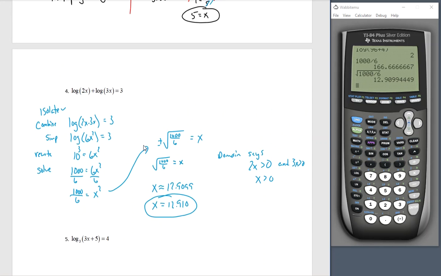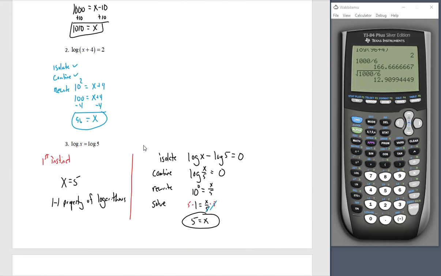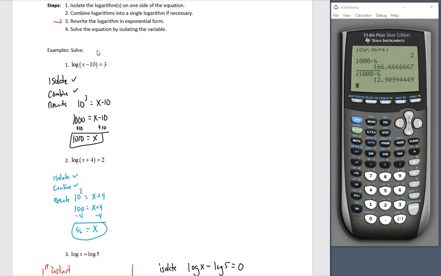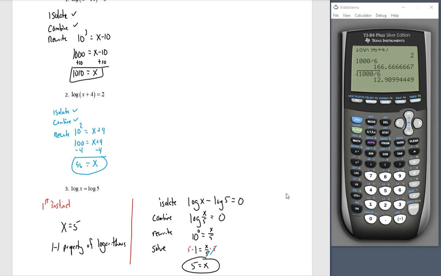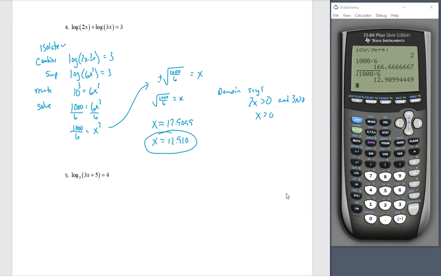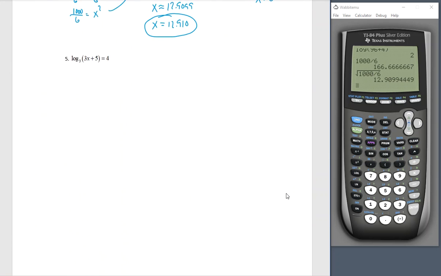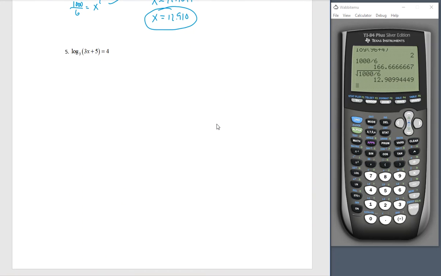I'm going to do a slow scroll. I'm going to see what our instructions say. It just says solve. It doesn't tell us to round at all. So I probably should have simplified the square root. We'll look at that kind of thing later. That's in a future video.